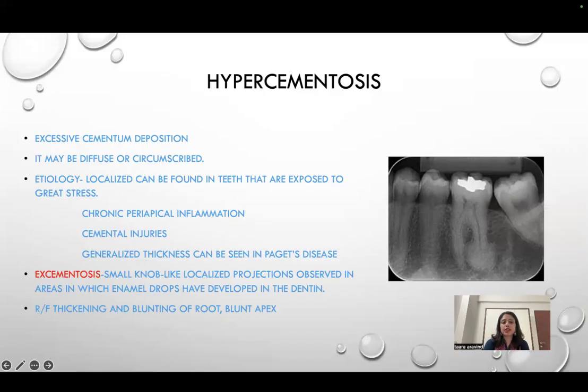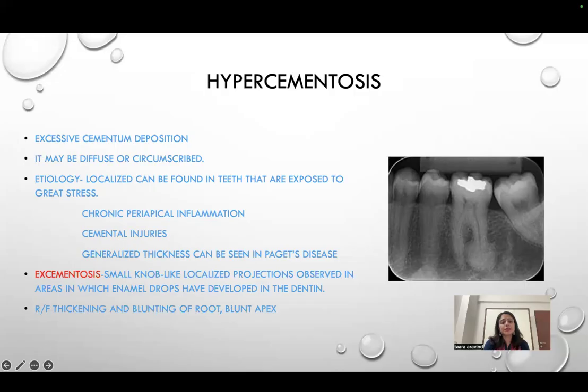Etiology: it can be localized. A localized hypercementosis can be found in teeth that are exposed to great stress. It could be associated with a tooth having chronic periapical inflammation. Any injuries to cementum can cause hypercementosis. Generalized thickening of the cementum can be seen in neoplastic and non-neoplastic diseases and certain metabolic diseases also.